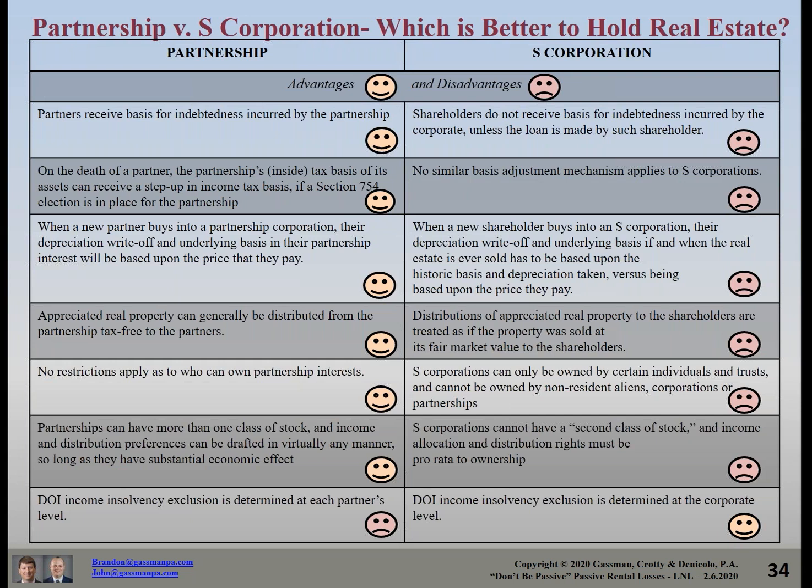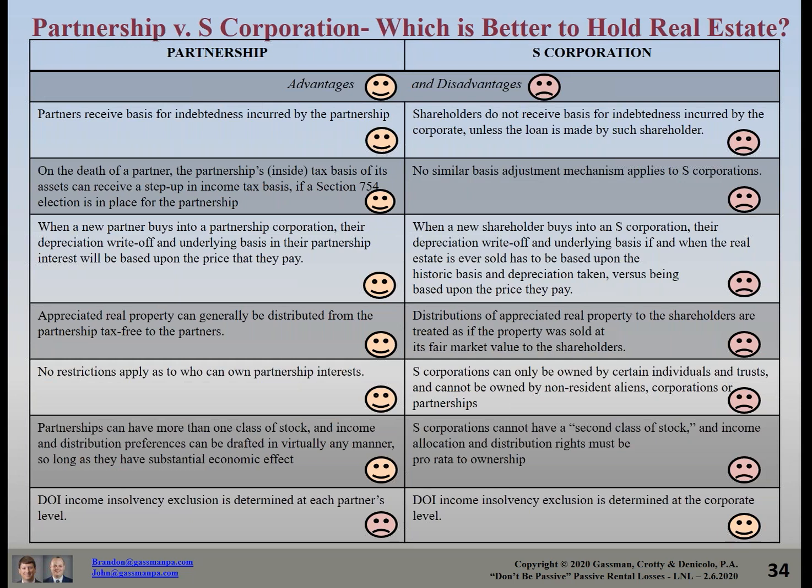Under a partnership, if you want to distribute out the property from the partnership, that can be done tax-free to the partners. If you have an S corporation, that distribution is going to have gain recognition at the corporate level before the distribution applies. There are no restrictions as to who can own partnership interests. You can have it owned by a trust. You can have it owned by non-resident aliens.